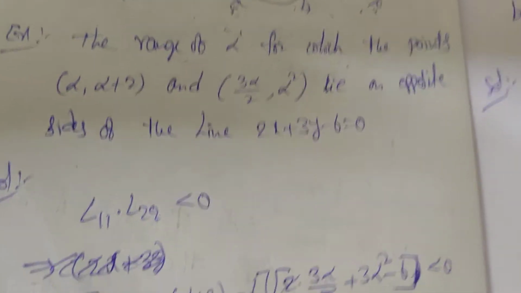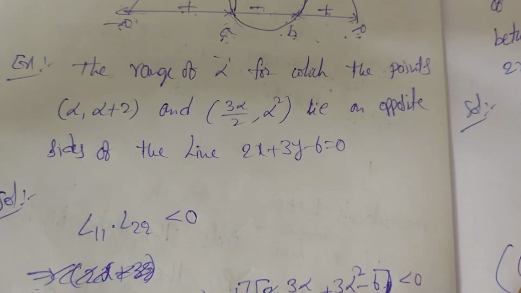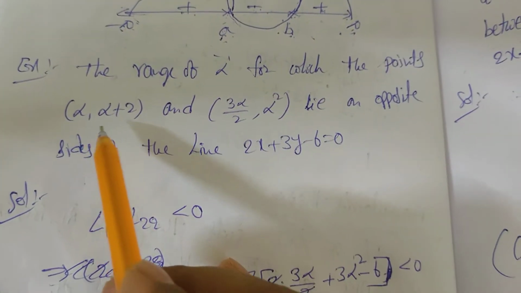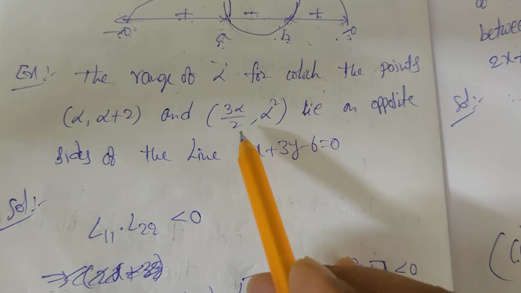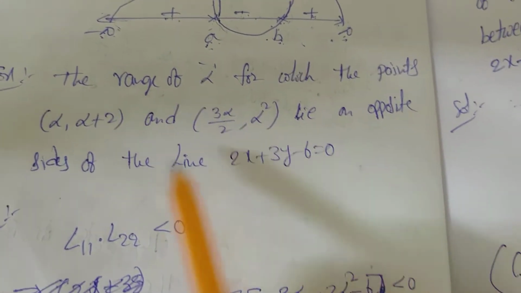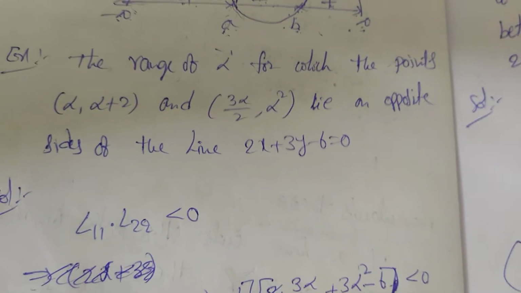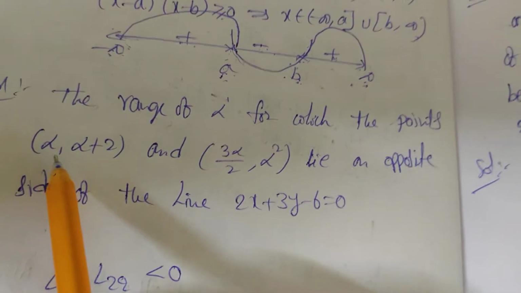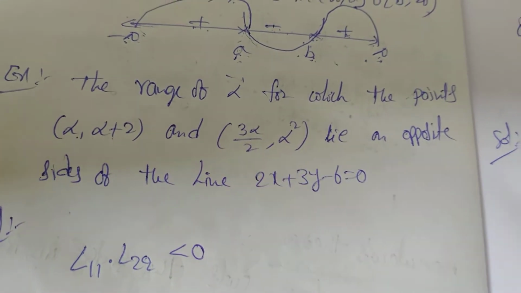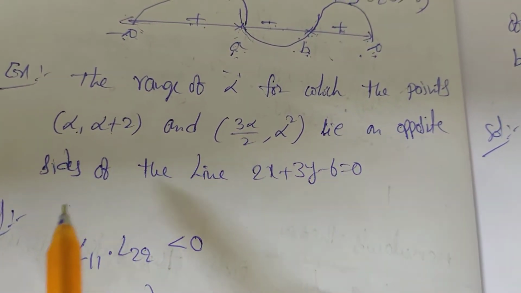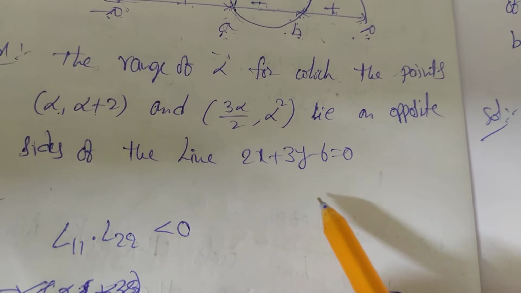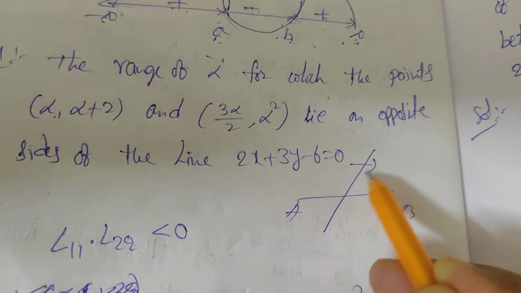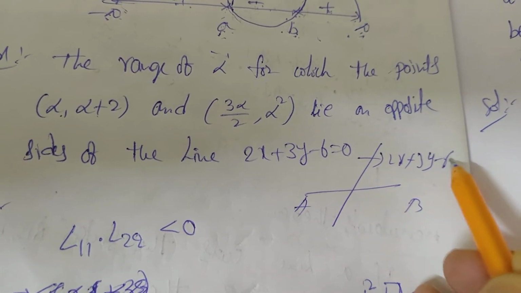My dear students, our next problem is the range of alpha for which the points (alpha, alpha plus 2) and (3 alpha by 2, alpha square) lie on opposite sides of the line 2x plus 3y minus 6 is equal to 0. Here, these are the 2 points, A(x1, y1) and B(x2, y2). These 2 points lie on opposite sides of this line means, let us consider this is A, this is B. So this is the line, that is 2x plus 3y minus 6 is equal to 0.